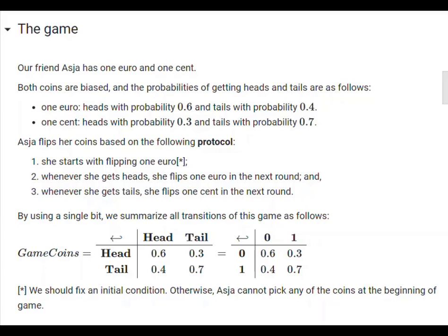By using a single bit, we summarize all of the transitions of this game as follows. What these tables are saying is that if the previous state was heads, then the euro will be flipped again, and it has a probability of 60% heads to 40% tails. But if Asia gets a tails, she will flip the penny, the cent, and it has a probability of 30% heads to 70% tails. Thus, every time a coin comes up heads, the euro is flipped. But if tails comes up, the penny, the cent, gets flipped.